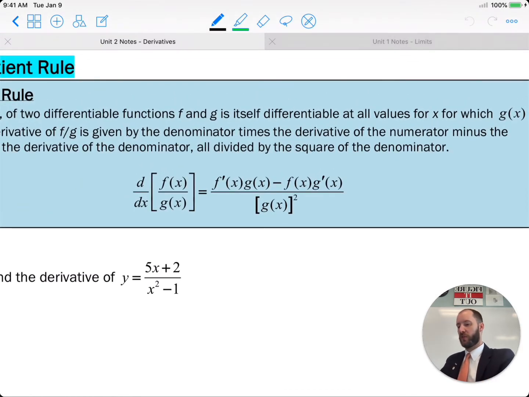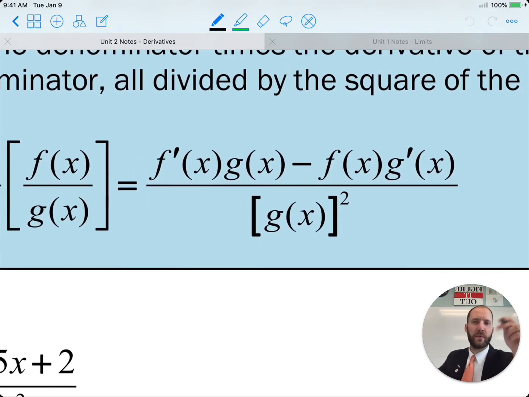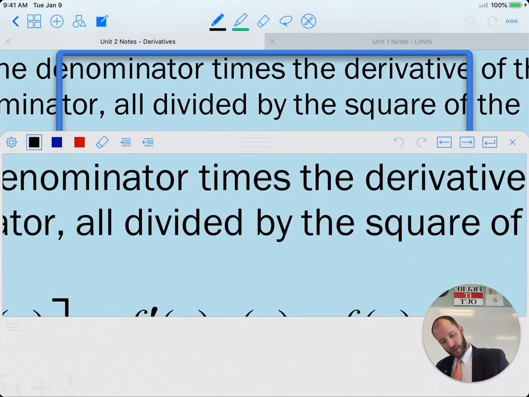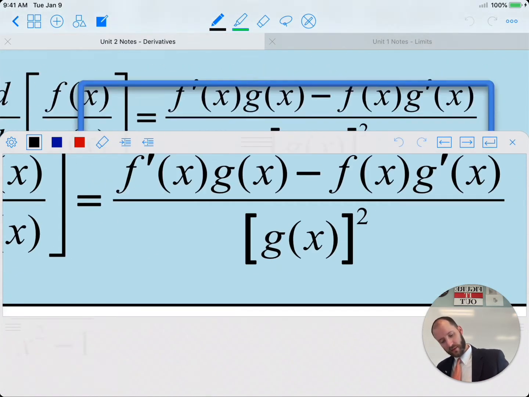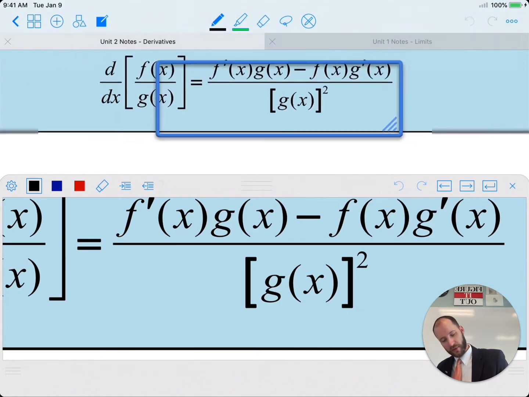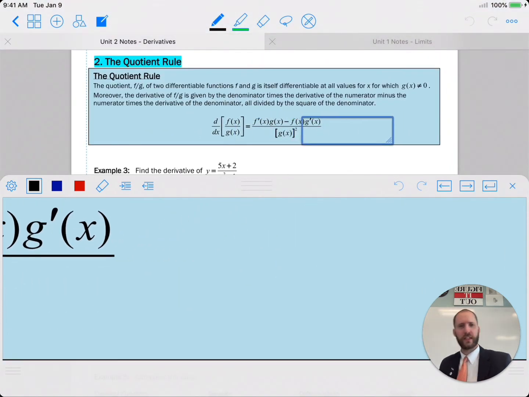The quotient rule. So the derivative with respect to x of f of x divided by g of x, f prime of x times g of x minus f of x times g prime of x, over g of x squared. So that's a lot. To remember that, I have a rhyme that doesn't rhyme.